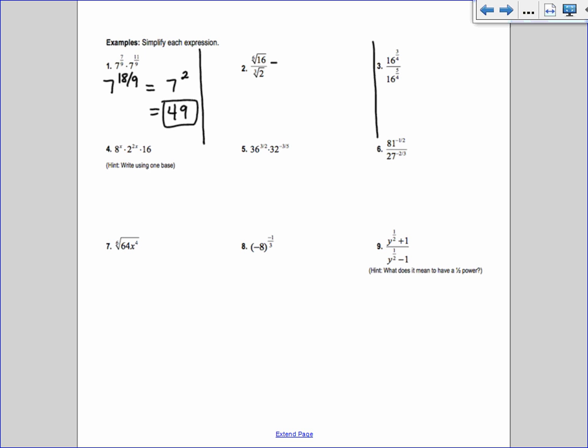Okay, I'm going to first write it with rational exponents. I'm going to write it as 16 to the 1/6 over 2 to the 1/3. But I can't subtract my exponents because I don't have the same base. I would need it to be like 2 and 2, right? So what we notice is that 16 can be rewritten. 16 is 2 to the 4th. So I'm going to write it as 2 to the 4th raised to the 1/6 over 2 to the 1/3.